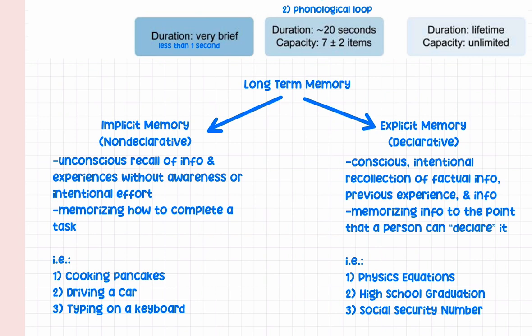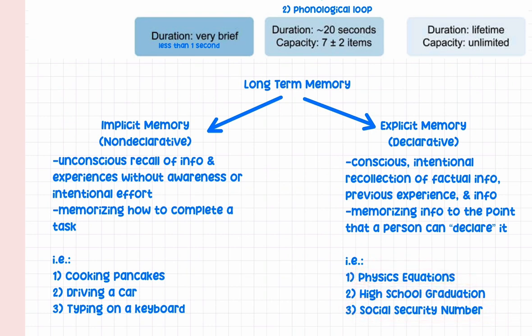Next, we have explicit memory, which is also known as declarative memory. It involves conscious, intentional recollection of facts and events. There are two subtypes, okay? So there's episodic memory and there's semantic memory. Episodic memory is about personal experiences and events, for example, your high school graduation. And semantic memory is factual knowledge that you have to remember. It's your physics equation or your social security number.